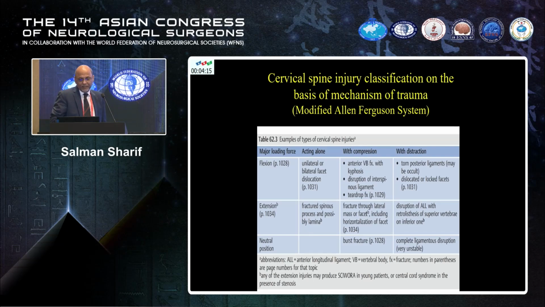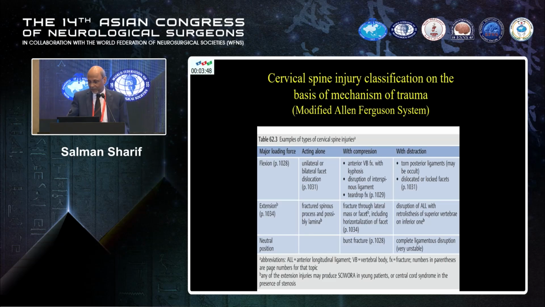Cervical spine injury classification: there are various, but for example, the types of injuries. If you have flexion, extension, and neutral position. With flexion, it could be a unilateral or bilateral facet dislocation. With compression flexion, it automatically becomes an anterior vertebral body fracture with kyphosis, and then going on down to the teardrop. With distraction, you could have torn posterior ligaments or dislocated or locked facets.